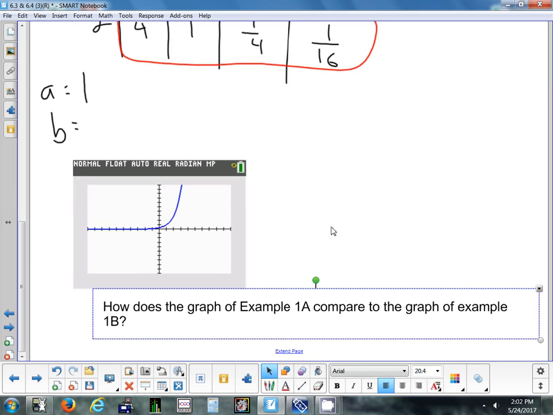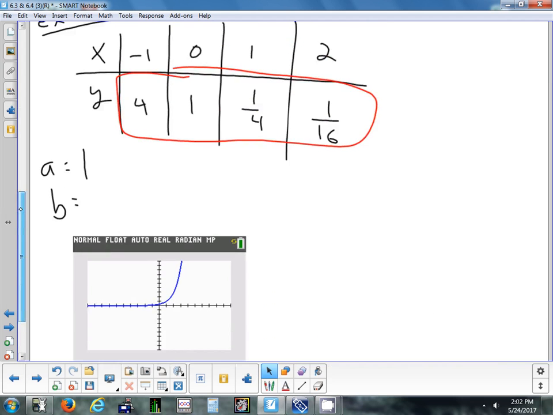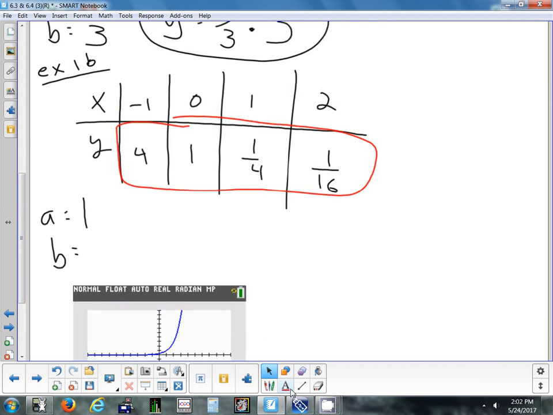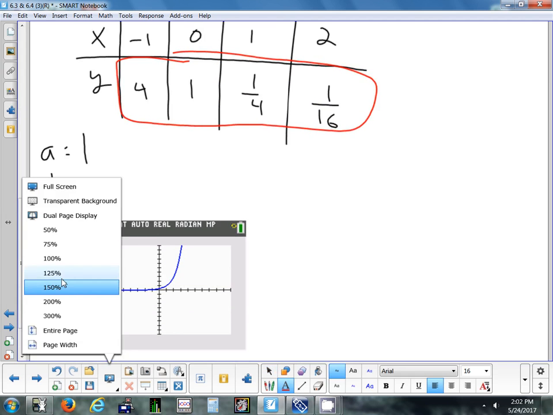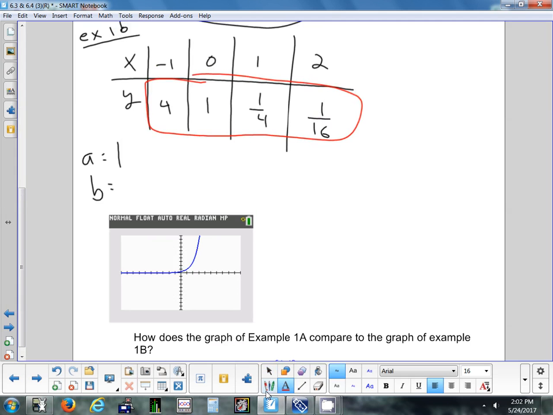All right? So let's go back up. Does anybody think they know what that fraction might be in this problem? Yeah, 1/4. I'm multiplying by 1/4 each time.